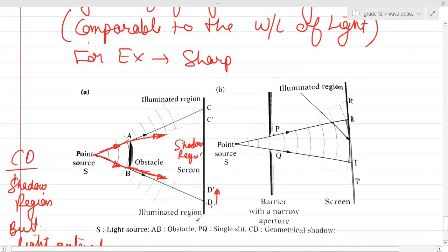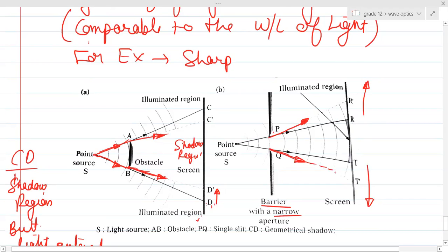Here also, what will happen? See, the light would have followed a straight line path. But if I make this slit very small, if it's a barrier with a very narrow aperture, then what will happen? This light, instead of going from P to R, will go from P to R dash. Can you see, guys, light was from here to here, it was a shadow region. From here to here, it was a shadow region. The light has now entered again into the shadow region, right?